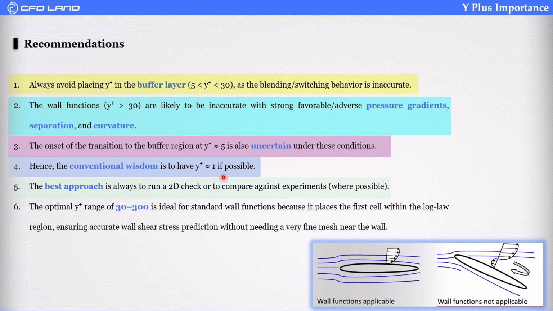And remember to compare your results with experiments. And the suitable range for y plus is 30 to 300.